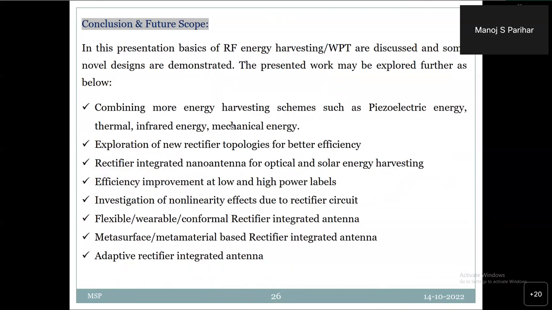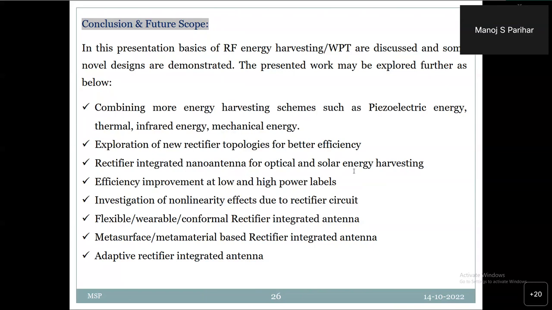So you can combine more energy harvesting schemes such as piezoelectric energy, thermal energy, infrared energy or mechanical energy as well. Then exploration of new rectifier technology for better efficiency, right? We can think of how to lower the threshold voltage and how to enhance the breakdown voltage. So we can identify new topology rectifier circuits which can harvest energy from low power to high power levels. Then we can have rectifier integrated nano antennas for optical and solar energy harvesting, right?